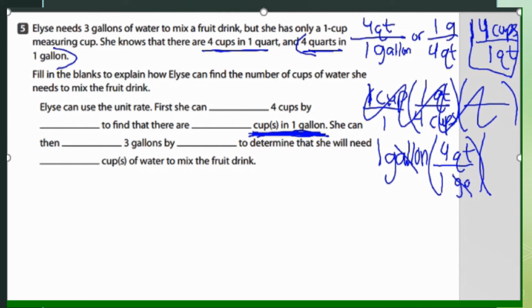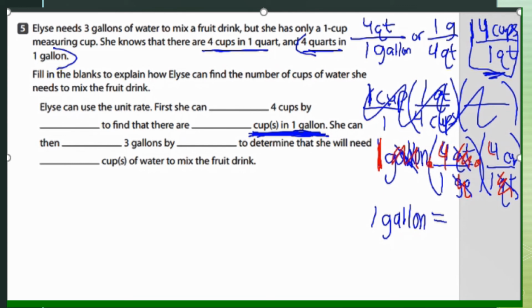And then we need another conversion factor, 1 quart per 4 cups. Quarts cancel out with quarts. So we can say that 1 gallon is equivalent to, gallons canceled out with gallons, quart canceled out with quart. So 1 gallon times 4 cups is going to be equivalent to 16 cups. So we can say that 1 gallon is equivalent to 16 cups because we used our conversion factors.